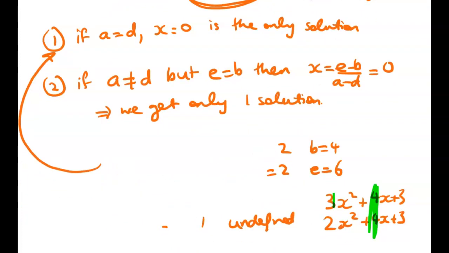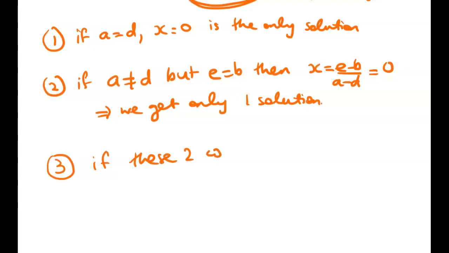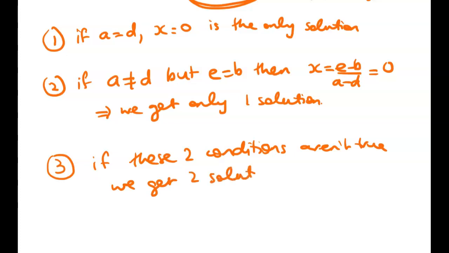I'll get rid of this mess. So if these two things aren't true, we get two solutions. And we'll have x equals 0 and x is equal to (e minus b) over (a minus d), and that will be not the same as 0.